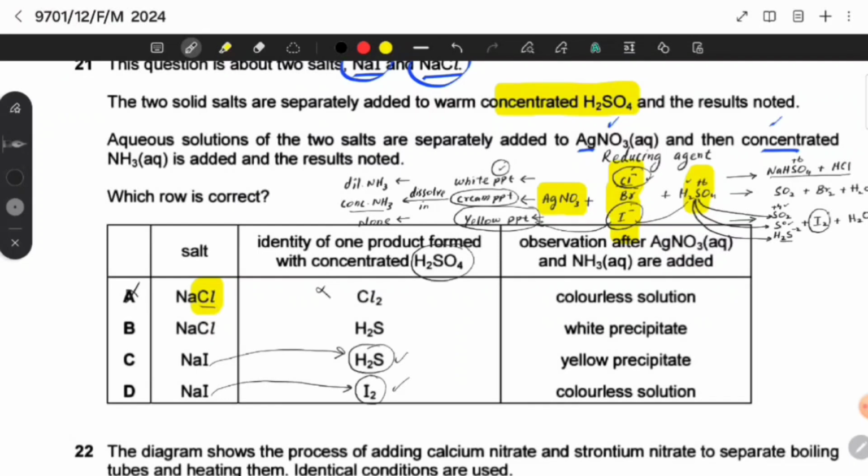Because of the silver iodide, these yellow colored precipitates will not dissolve on adding ammonia. So it means that these will remain as they are. So that is why option C is the correct option.